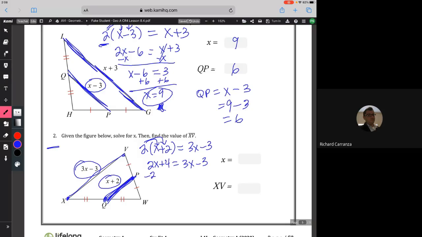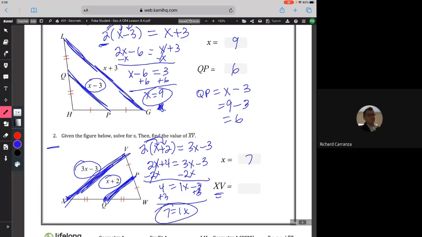Now remember, I always like to go from the small one to the big one. That's why I subtracted the 2x this time to the other side. And then you add the 3. You end up with 1x is equal to 7. 1x and x is the same thing. You don't need to do anything with the 1. And then it's your job to find XV. So just remember XV is this one up here. So substitute x into XV and then figure out what it is after you substitute x in there. And that's pretty much it.